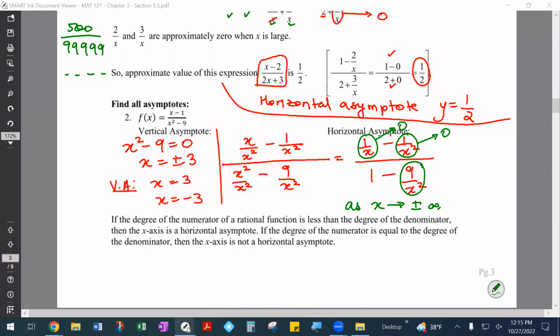And the same thing over here. The only one that stays is the 1, because it didn't have an x in there that we had to worry about. So when you clean this up, you're looking at 0 minus 0 on the top, 1 minus 0 on the bottom. So our horizontal asymptote is going to be the x-axis, at y equals 0.